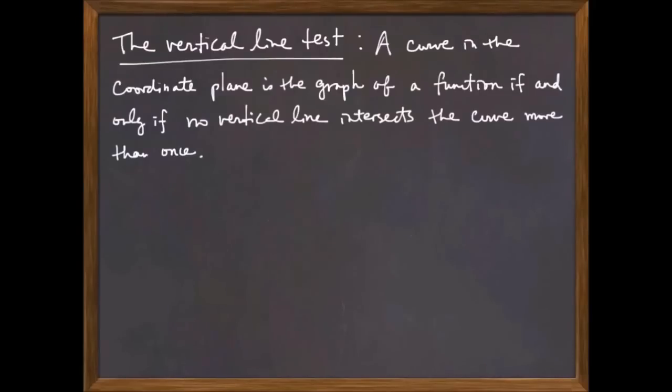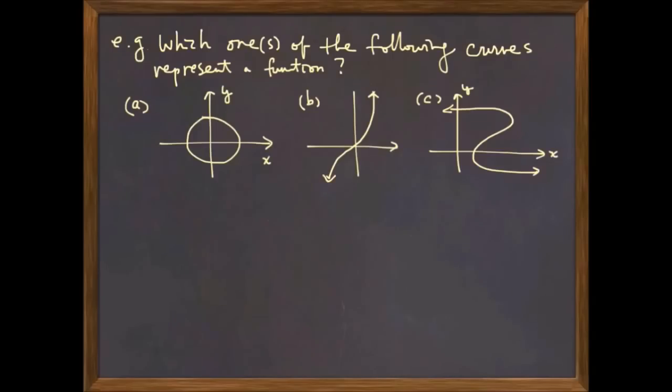I'm going to pay close attention to this last sentence here. No vertical line intersects the curve more than once. What this means is that if you were to draw a vertical line at a random point through the curve, it could intersect nowhere. It could intersect once, but it cannot intersect more than that. 0 and 1 is fine, but anything that's bigger than 1 is not acceptable in order for it to be a function. Now let's look at a few examples next.